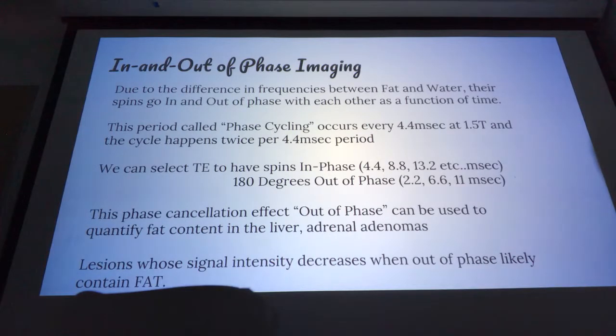This phase cancellation effect, or out of phase, can be used to quantify fat content in the liver and adrenal adenomas. Lesions whose signal intensity decreases when out of phase likely contain fat.